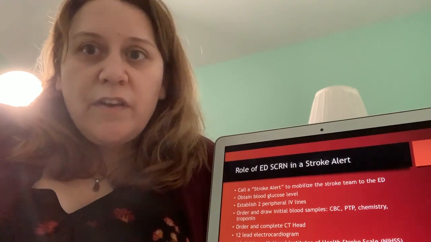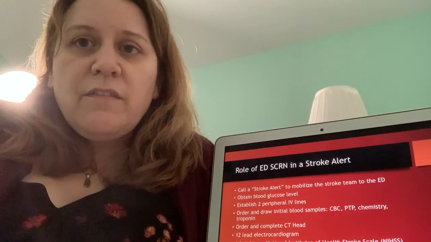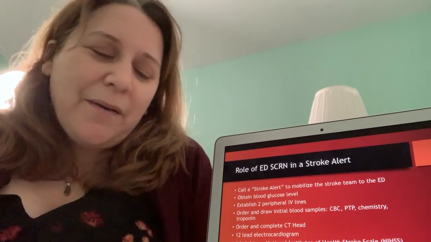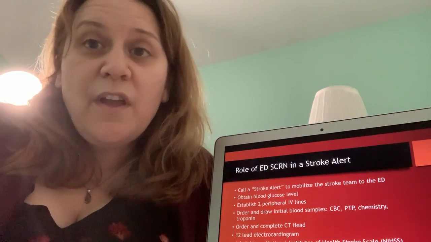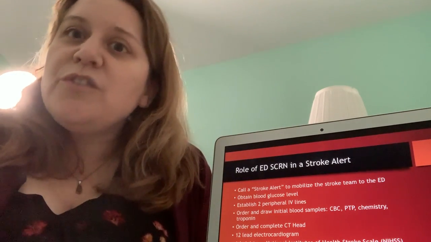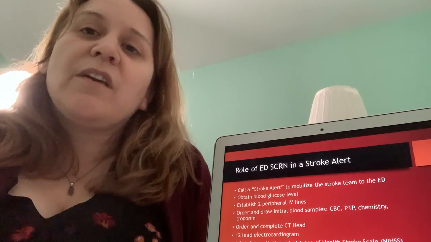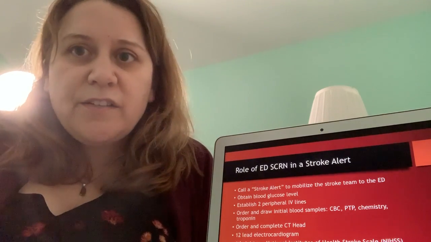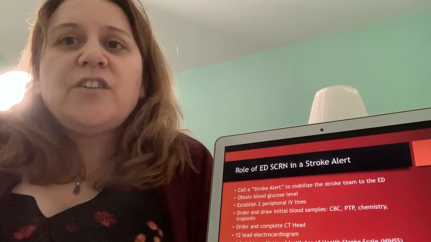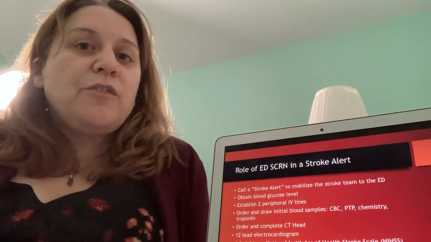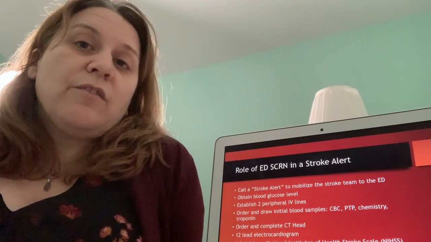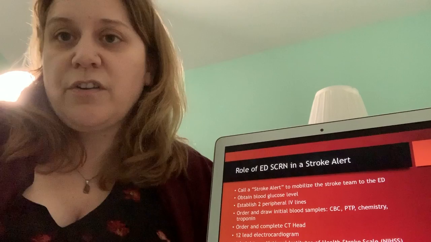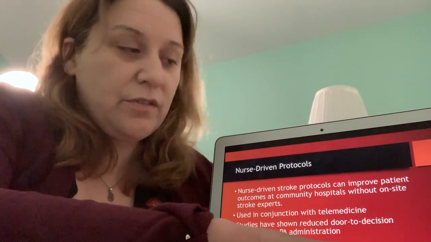You want to establish IV access. They need 2 peripheral IVs if they're going to receive TPA, because you don't want one going bad and not having a backup. I also want to facilitate lab draws. You don't have to do all these skills, but you need to be able to delegate. So you want to do a CBC, a chemistry, coags. It's a good idea to do troponins. EKG is another good idea. And you, of course, want to make sure that the stroke team is arriving in a timely fashion. Another thing the stroke nurse will do is administer an NIH stroke scale.